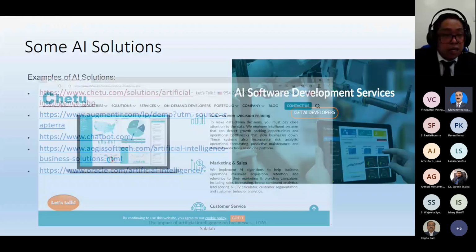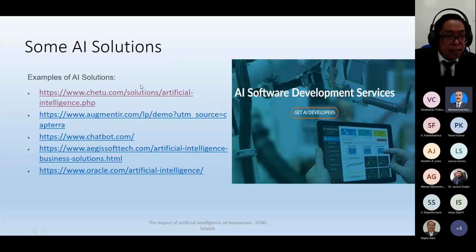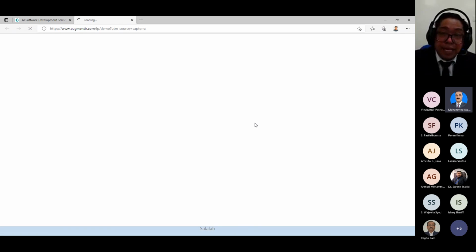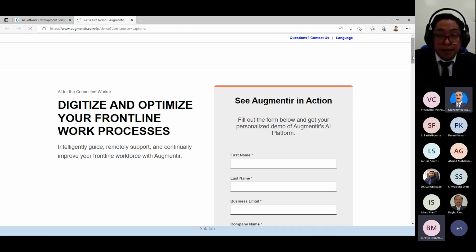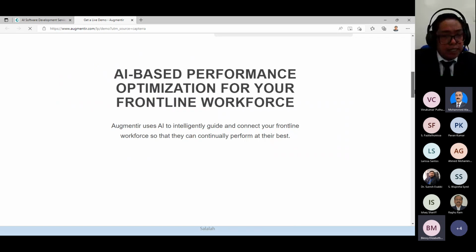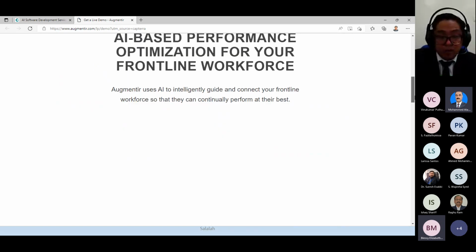Let's try the other one. Say www.augmenteer.com. This is one AI solution as well that will also be tailored to your business requirements, and through that, of course, there are some experts that will lead or guide you through your businesses. Right. So I think this is AI-based performance optimization for your frontline workforce.